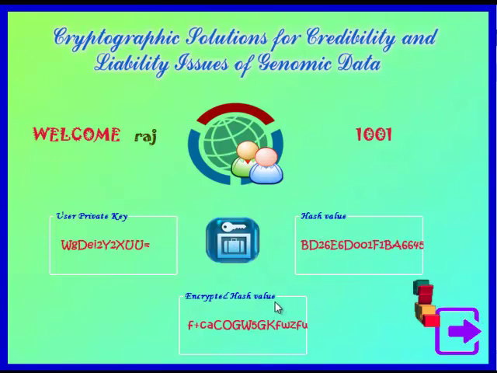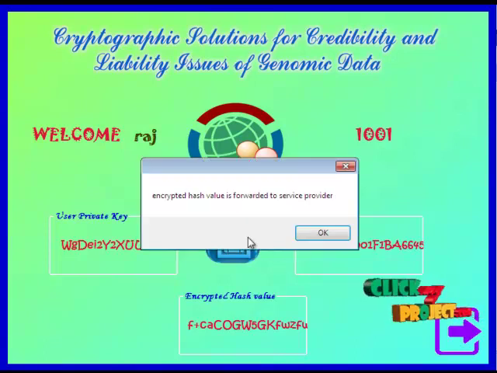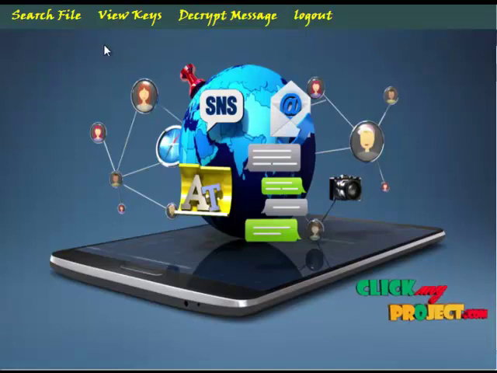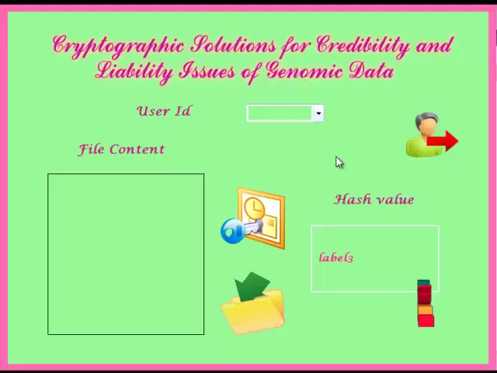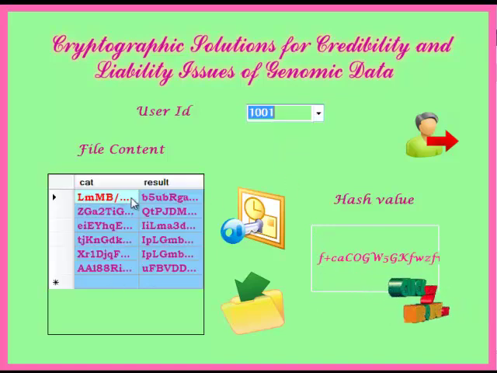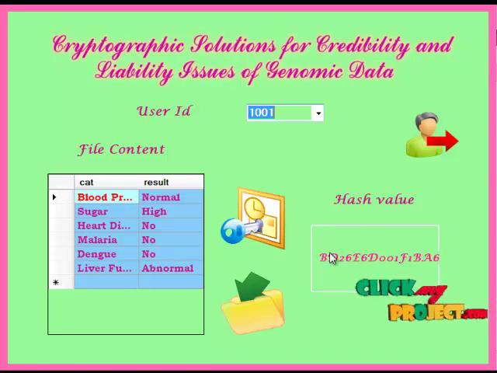So here the hash value is generated, and this is the hash value, and this is the encrypted hash value. Now this encrypted hash value is forwarded to the service provider. The service provider logs in again to decrypt this message. He views the user ID, and here is the file content. Here is the encrypted hash value. Now he decrypts the hash value. Once it is correct, it automatically decrypts the file content. So this decryption is correct, and the file is decrypted.